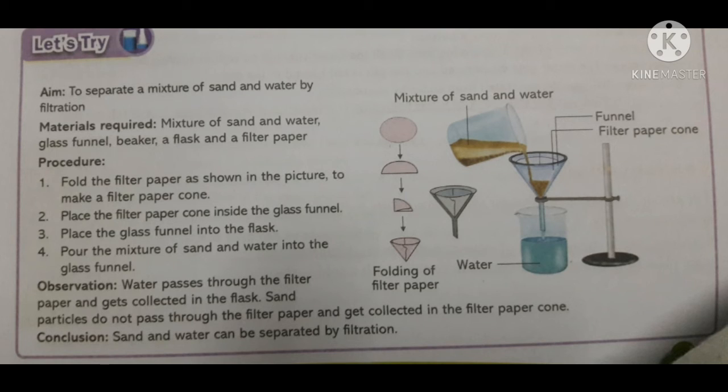Let us do an activity. Aim: to separate a mixture of sand and water by filtration. For this activity, materials required: mixture of sand and water, glass funnel, beaker, a flask and a filter paper. Procedure: fold the filter paper as shown in the figure to make a filter paper cone. Now place the filter paper cone inside the glass funnel. Place the glass funnel into the flask. Now pour the mixture of sand and water into the glass funnel.